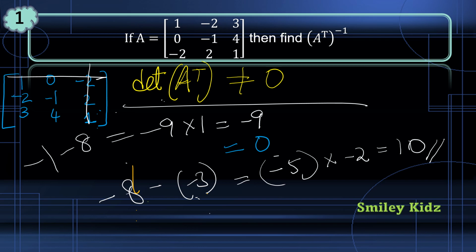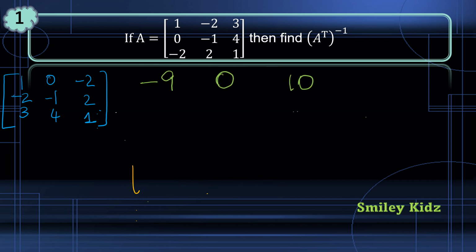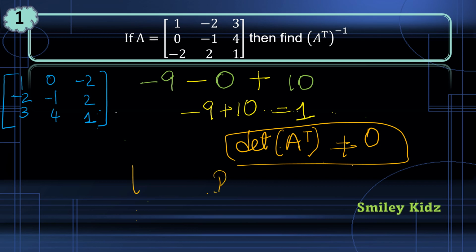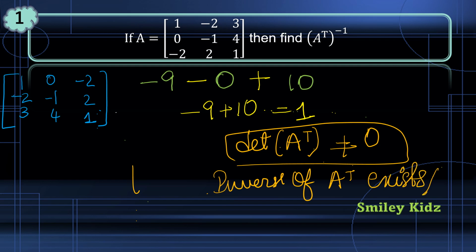Now come on, let's apply the strategy. What is that? The plus minus plus strategy. Now these are the three numbers. Let's apply the plus minus plus strategy. Now here this is going to be minus 9 plus 10, that is 1, isn't it? Now determinant of matrix A transpose is not equal to 0, hence inverse of A transpose exists. Alright, now let's find out the adjoint of A transpose.